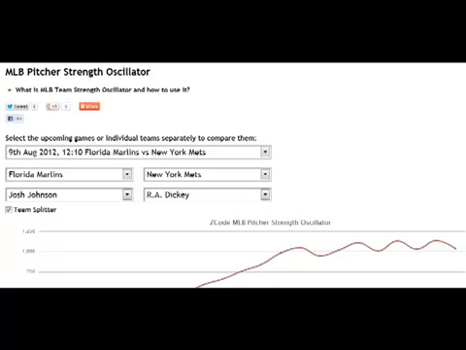Hey guys, in this video we'll talk about a great Zcode tool called the MLB Pitcher's Strength Oscillator. This is a very handy tool that'll help you compare pitchers in MLB baseball. Now pitchers are one of the most important players in baseball, and usually by having a good pitcher, it most likely means that your team is going to win the game.